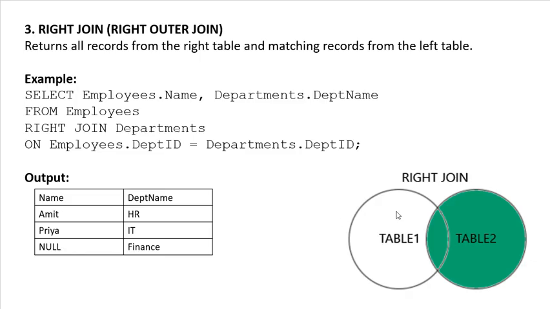So all the data from table 2, the department table, has to be shown. Amit is in the HR department, Priya is in the IT department, and Rahul's data does not match table 2, so it is not printed. But Finance, which is department 4, has to be shown, and since no name is given, a null value is shown in the names column.